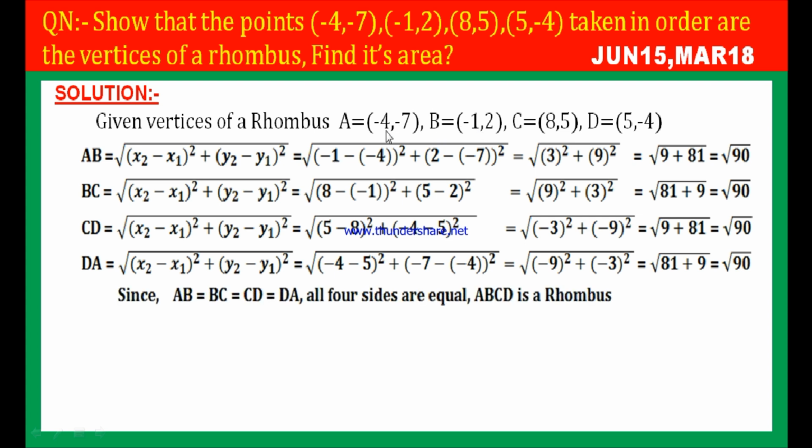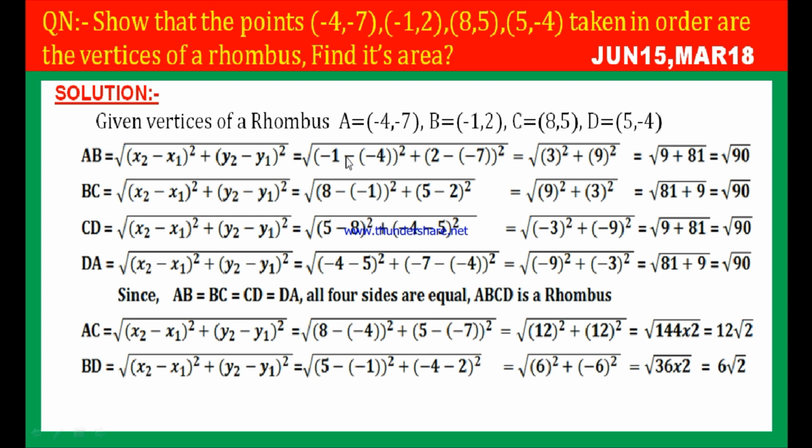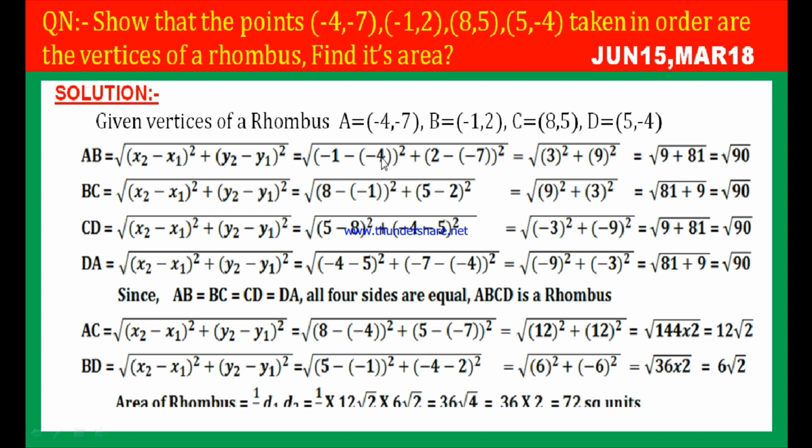x2 minus x1, minus 1 minus of minus 4 whole square, y2 minus y1, 2 minus of minus 7 whole square. This is minus 1 minus of minus 4 is plus 4, 4 minus 1 is 3 square, and this is plus 7 and 2 plus 7 is 9 square. 3 square is 9, 9 square is 81, root over 9 plus 81 is root over 90 units. This is the length of AB. And next the length of BC. The length of BC means the coordinates of B will be x1, y1 and the coordinates of C x2, y2. Now x2 minus x1 whole square plus y2 minus y1 whole square.